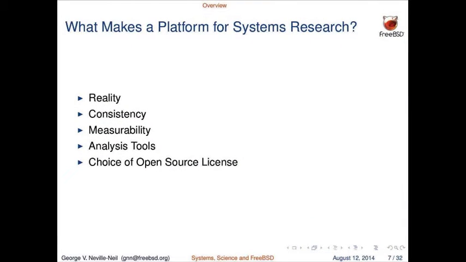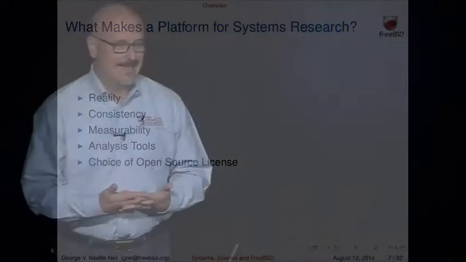So what makes a good platform for systems research? One of them is reality, and this is something I've been referring to in the last couple of slides: it's a real system that's executing on a lot of machines that people use. There aren't 10 of them, there are millions of them. Another is consistency. One of the things that you need for good software engineering, but also for good science, is a consistent platform on which to make your measurements.